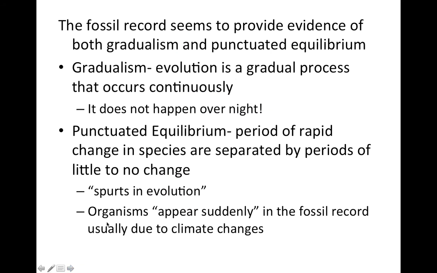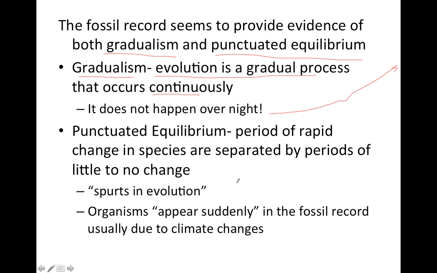In our fossil record, this also provides us with two things, and this is the biggest part on here: gradualism and punctuated equilibrium. This is evidence for evolution. Gradualism means evolution is a gradual process, but it occurs continuously, not overnight. So it happens in a graph that looks like this, and it's going up, but it's happening over time.